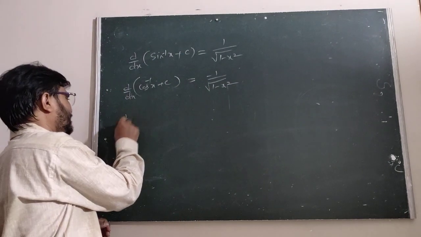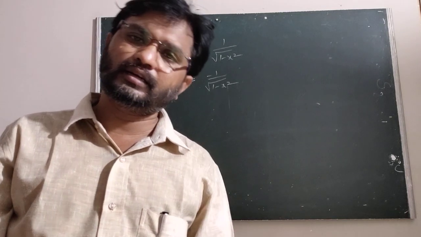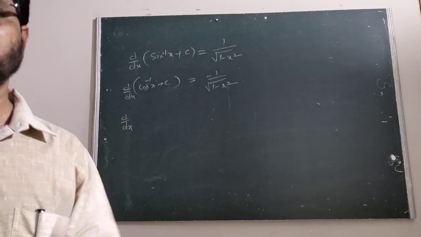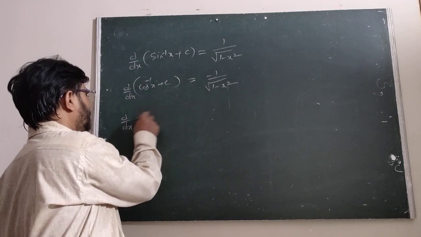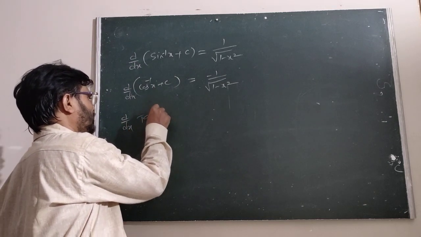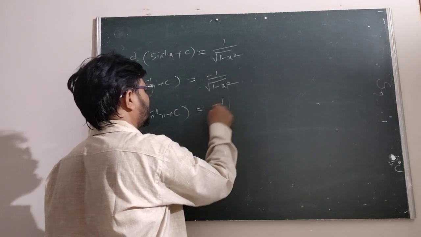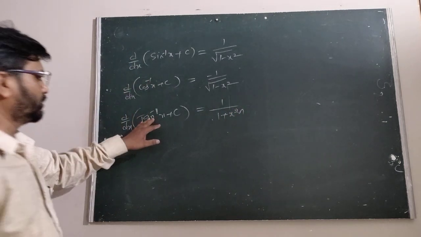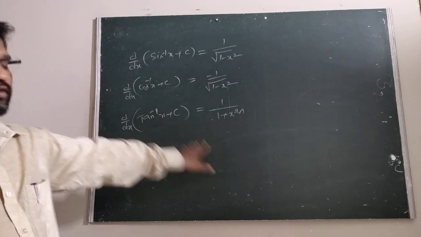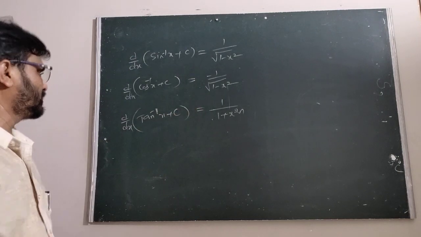Now the d by dx of tan inverse of x. We know that the derivative of tan inverse x is 1 by 1 plus x square. Now the derivative of the tan inverse of x plus c is 1 by 1 plus x square. Yes or no? The derivative of the constant is 0.